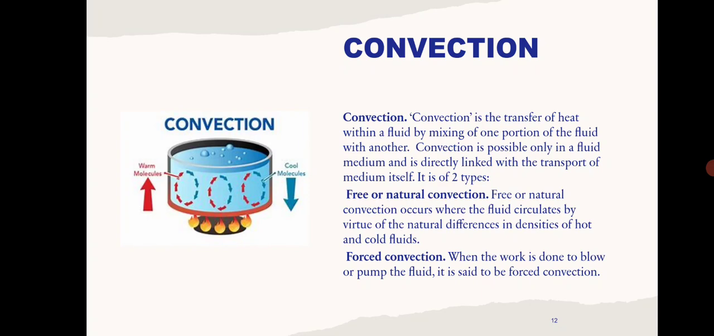It is of two types: free or natural convection. Free or natural convection occurs where the fluid circulates by virtue of the natural difference in the densities of hot and cold fluids. Forced convection: when work is done to blow or pump the fluid, it is said to be forced convection.